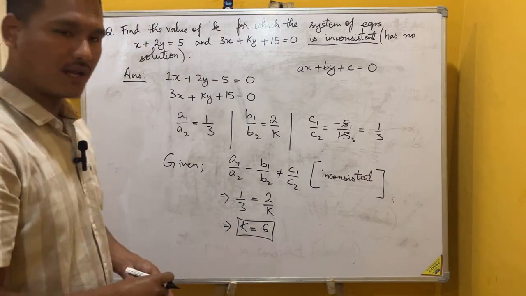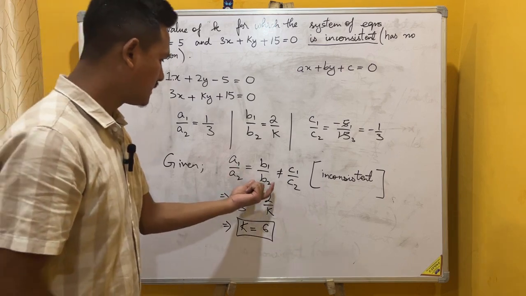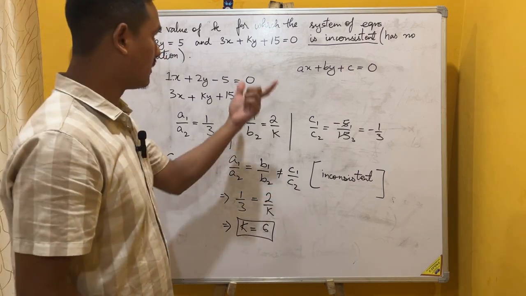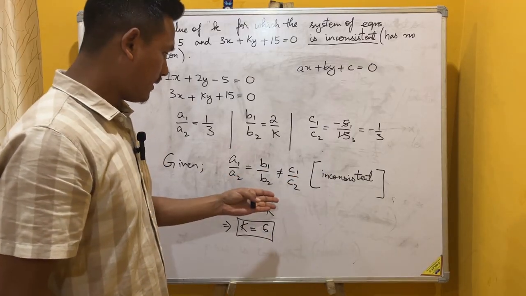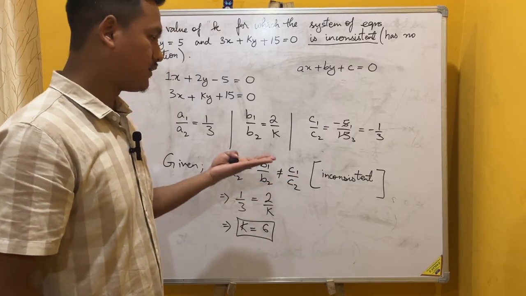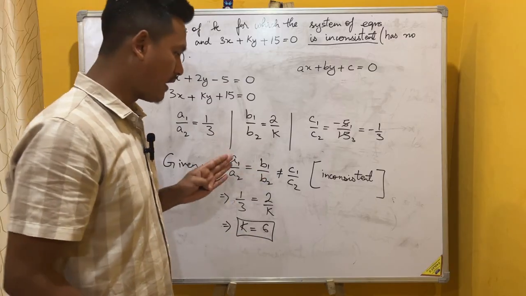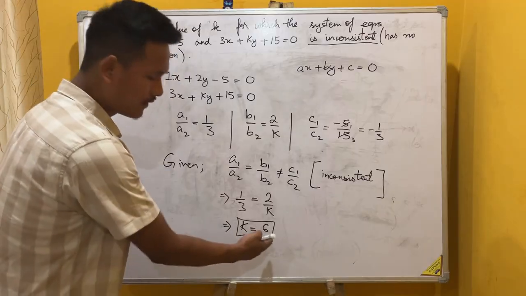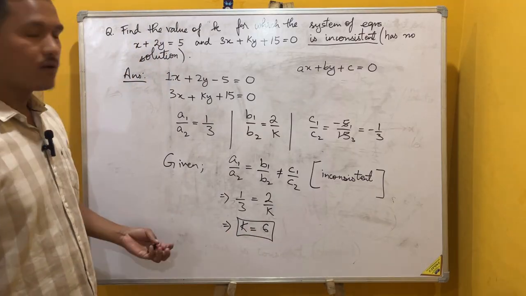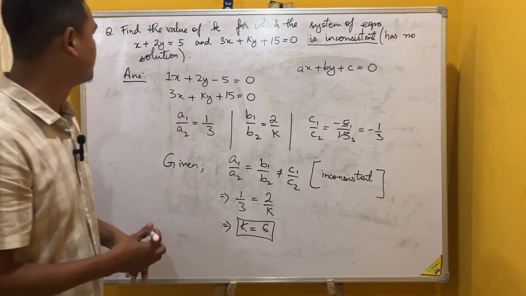Just one extra piece of information, this is inconsistent. When do we see a pair of linear equations inconsistent? When it does not have a solution. That means in the graph, when the two lines are parallel. So the value of k is 6. I hope you understood. So we will move on to another question.